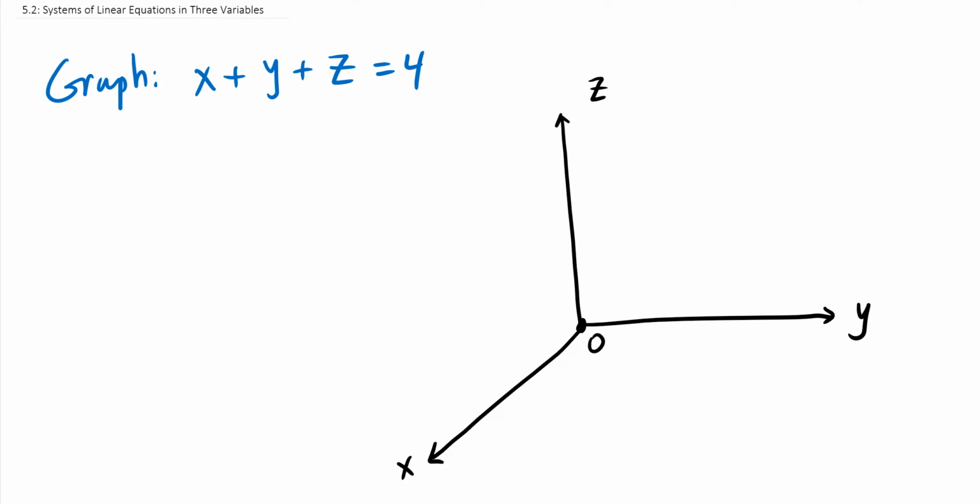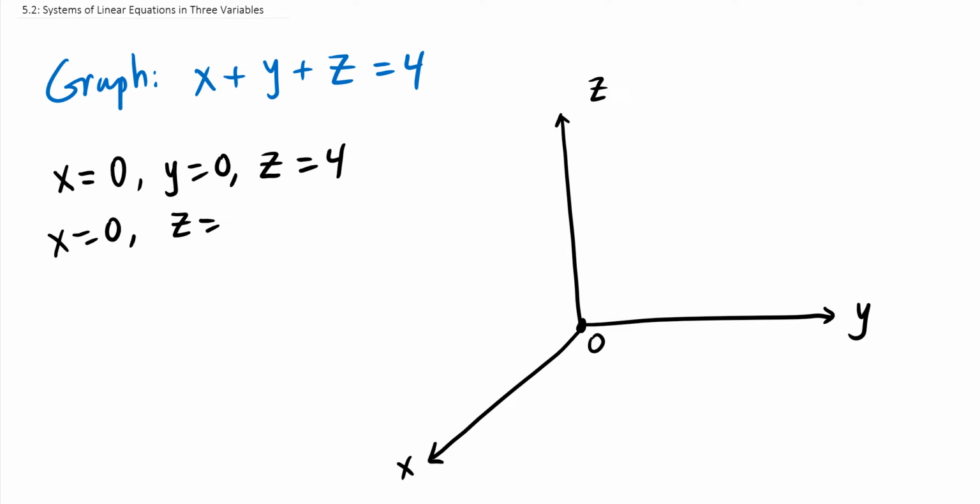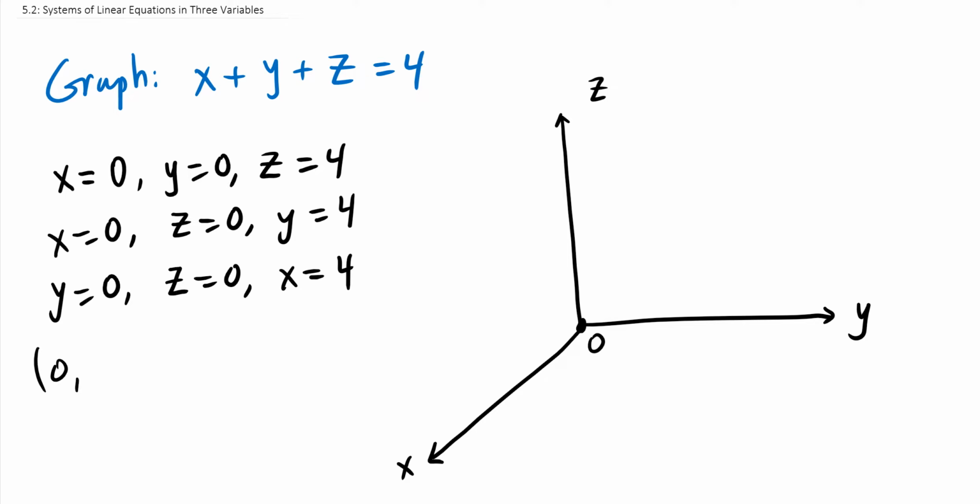The easiest way to graph something like this is to set two of the variables to 0. Say x is 0, y is 0. That gives me z is 4. If you take x 0, z 0, you get y equals 4. If you take y 0 and z 0, you get x equals 4. So we have 3 points. The first point is 0, 0, 4. The next point is 0, 4, 0. And the last point is 4, 0, 0.